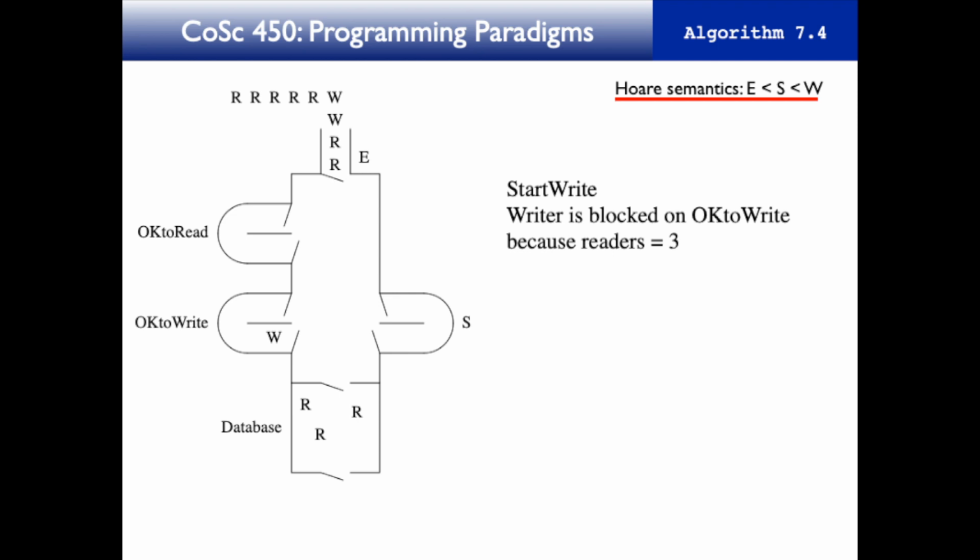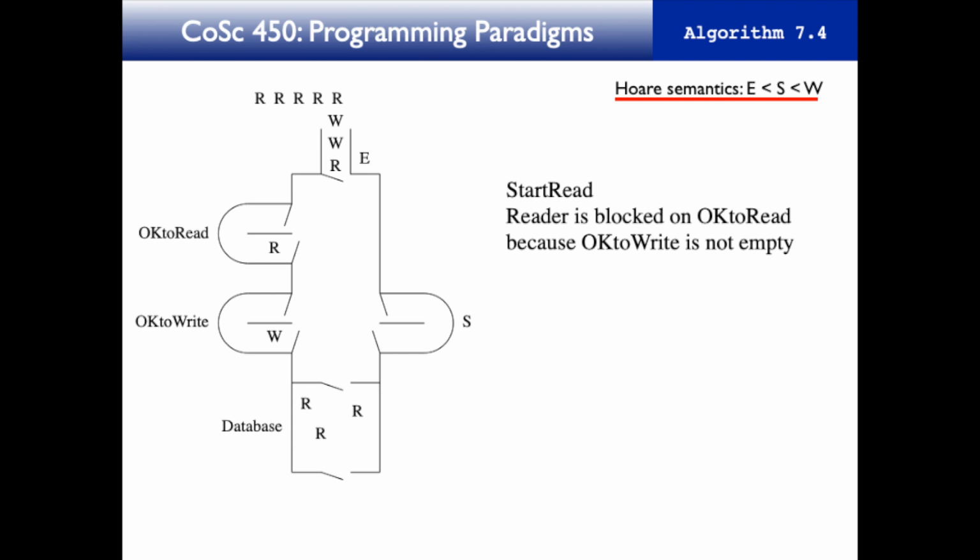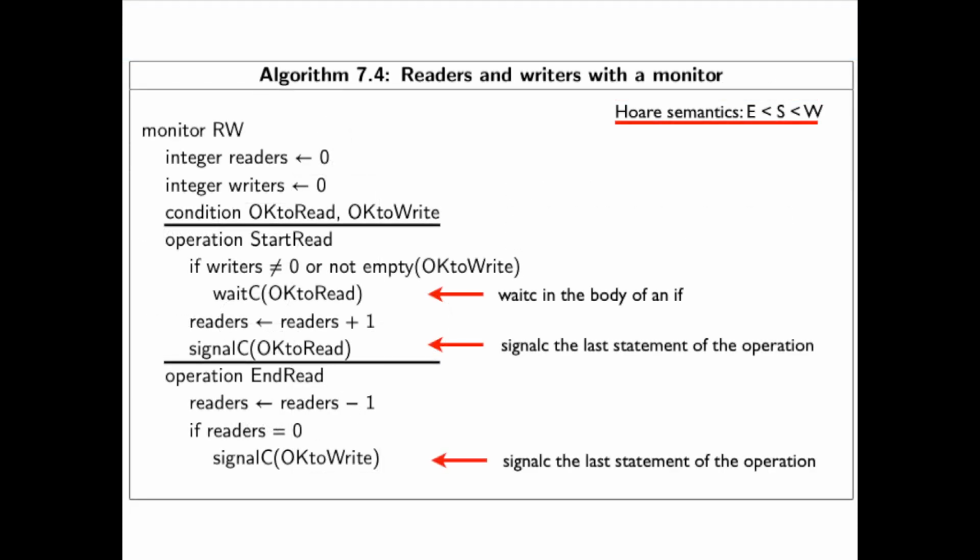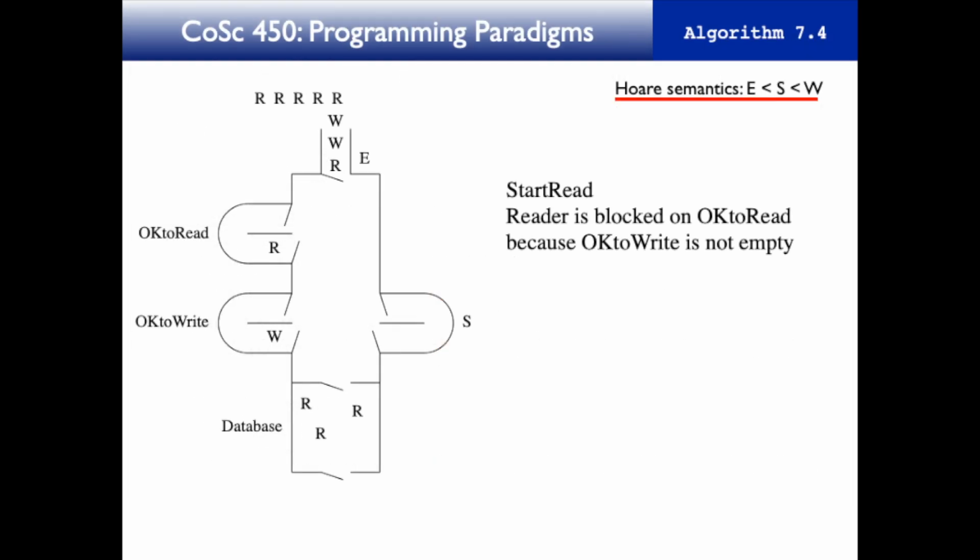Now the next thing to happen is you see a reader is trying to get in. So what happens there? Well, when we do start read, the reader is blocked on OK to read. And here again, because OK to write is not empty. So we can double check the code for that real quick. And you see when we do start read, it says if writers is not equal to 0 or not empty, okay to write. And not empty, okay to write is true because there was a writer blocked. So start read executes wait C, okay to read, and that reader is blocked, because okay to write is not empty.